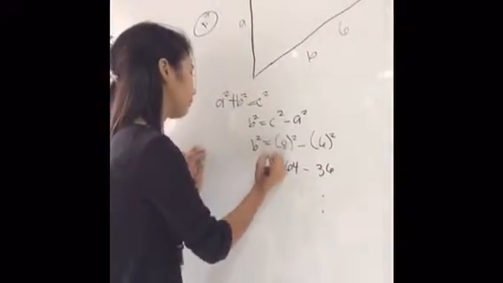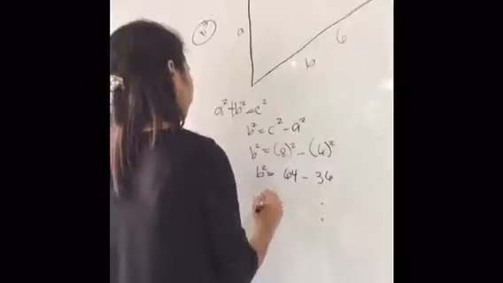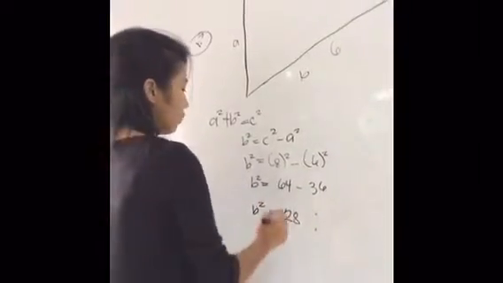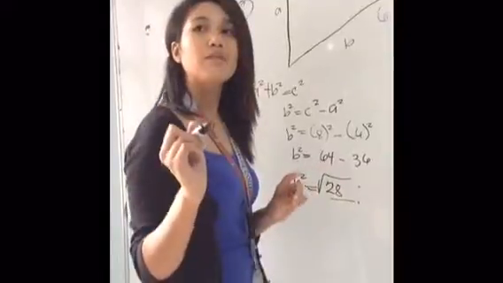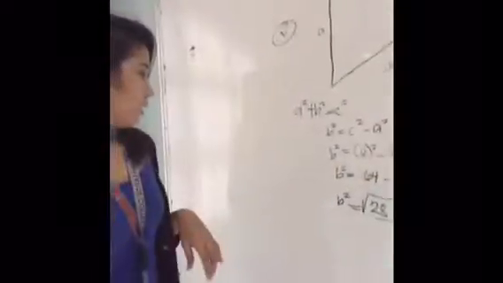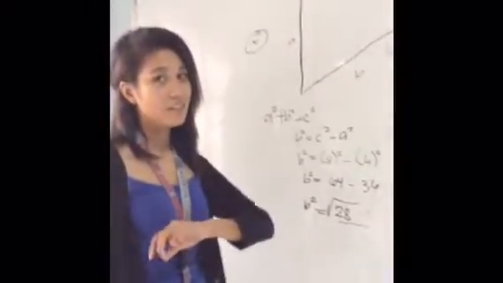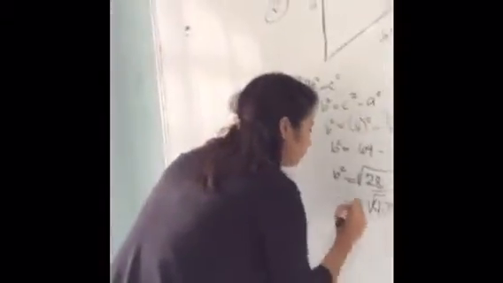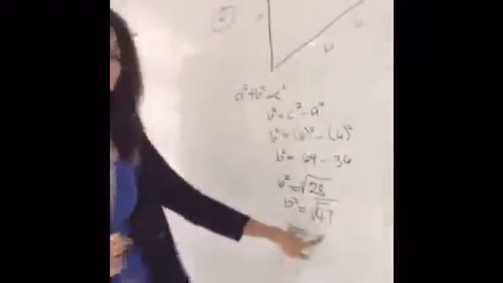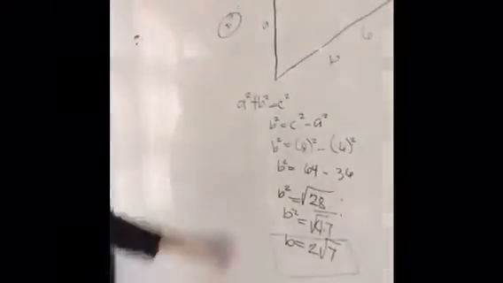Then, we must subtract. 64 minus 36 is equal to positive 28. Then, we must find the factor of 28. The factor of 28 is 2 times 14. Okay, we must find the factor of 28. The factor of 28 is 4 times 7. Then, the square root of 4 is 2. Copy the 7. And that would be the value of the opposite.